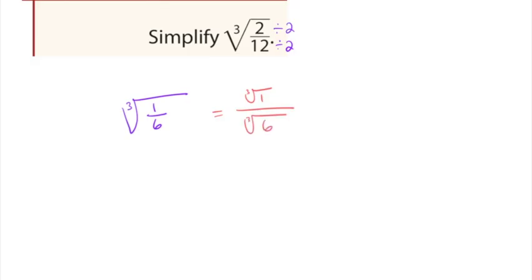1 always has a root. No matter what the index is, the root is 1. Okay? So positive 1, no matter what the index is, this guy is going to equal 1. 6, however, does not have a cubed root. It doesn't have a square root. It is just 2 times 3, okay?